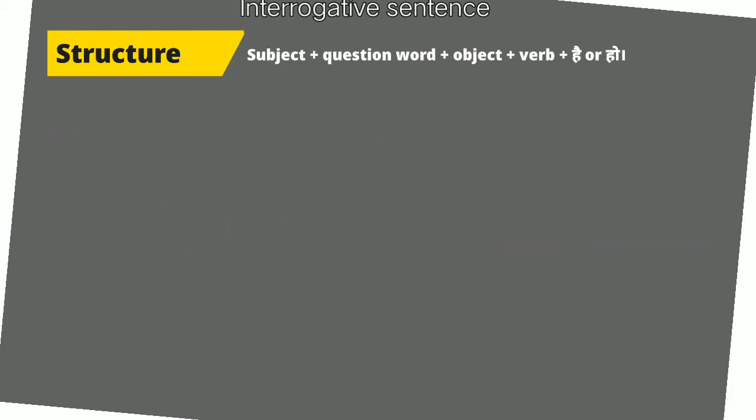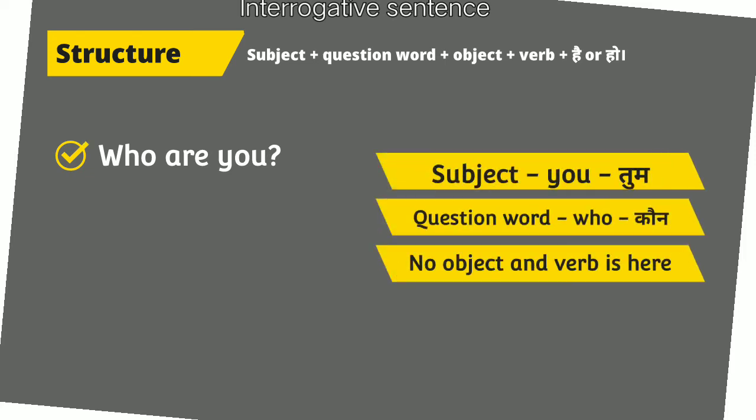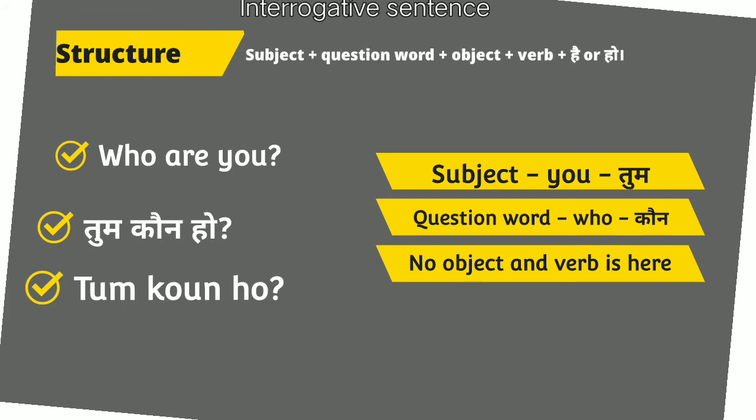Now take another one. Who are you? Subject you means तुम. Question word who means कौन, and the object and verb are not here, so then we add हो. So we got तुम कौन हो.